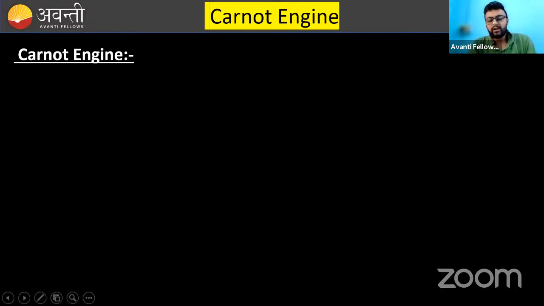This is again a heat engine, which was designed by Carnot, a scientist, and he claims that this is the most efficient engine possible, or the most efficient theoretical engine possible. That's the claim of Carnot. So let's check it. What is the efficiency, how does it work, what is the cyclic process, and so on.